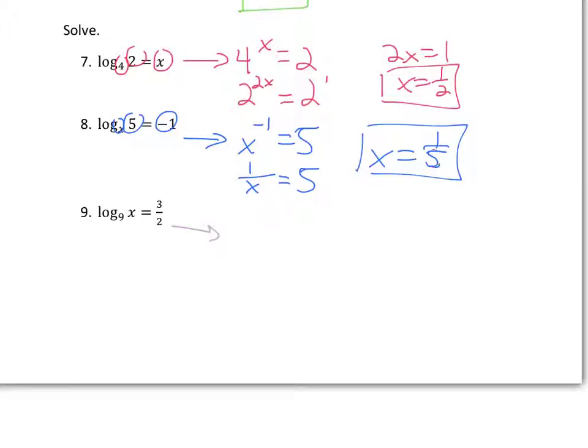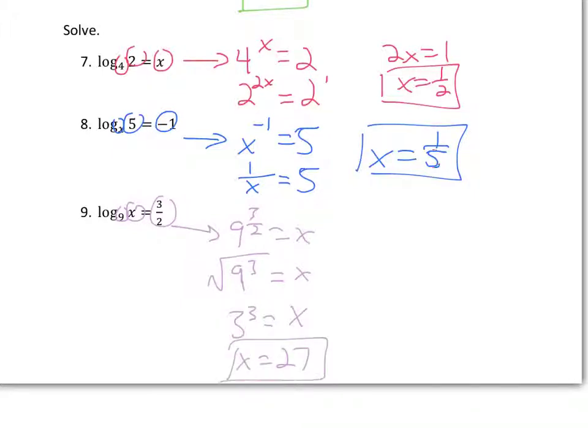And the last one we're going to do here is log base 9 of x equals 3/2, so convert that. Base, exponent, equals answer. I'm going to turn this into a radical. So I've got the square root of 9 cubed equals x. I could do the square root of 9 first, and rewrite this as 3 cubed equals x, and that we know is 27. So that's pretty much it for 10.4. That's the basics of logs.